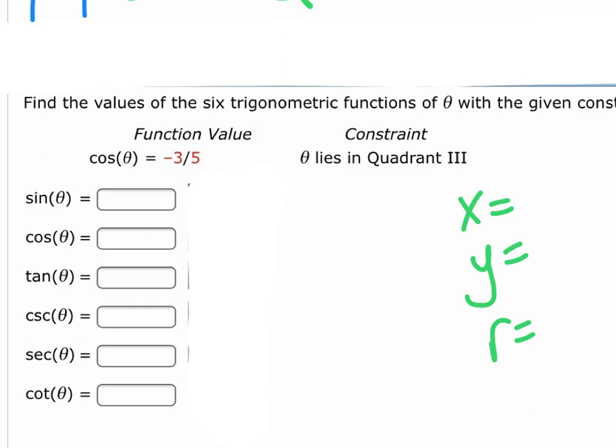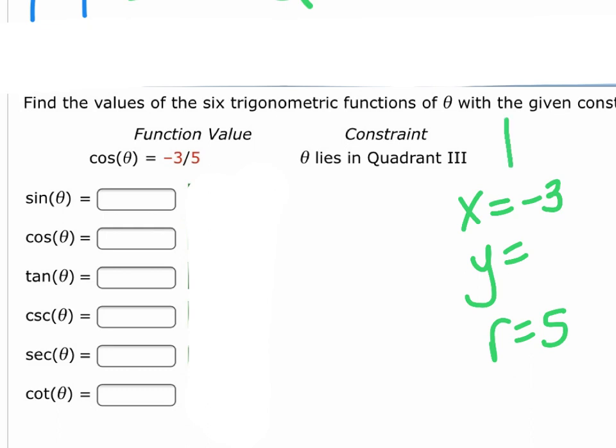How do I know where the negative goes if they gave me cosine? They gave me x and they gave me r. What do you guys know r always will be? It's always the hypotenuse and it's always what? Positive. So I know it's negative 3, positive 5. You have to think through this.